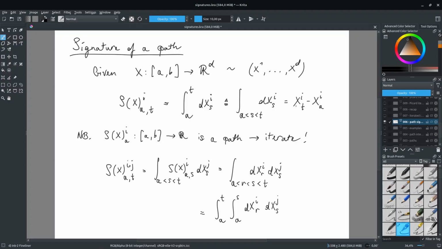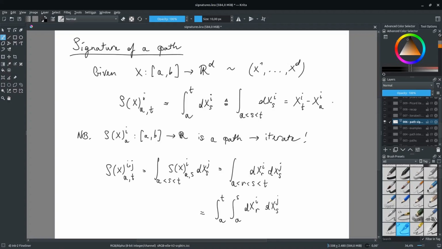Okay, this first term is really easy. By the fundamental theorem of integration, it's simply x^i at time t minus x^i at time a. So no big deal. But this is now also a path, right? It's a function that takes a time t between a and b and gives me an output. And so again, I have a path, and so I can do that again.